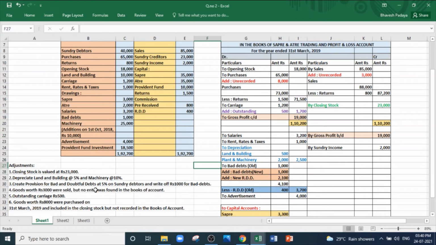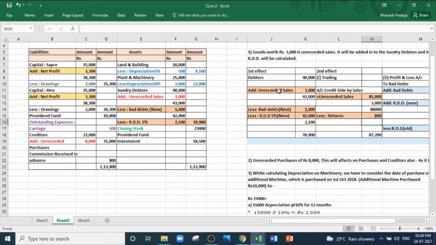Create provision for bad and doubtful debts at 5% and 1,000 as bad debts. First effect you have to give in the debtors. First, add the unrecorded sales 3,000 because bad debts adjustments have to be the last in the debtors. Any other adjustments have to be done first. Add the unrecorded sales to the debtors and also add them to the sales amount.